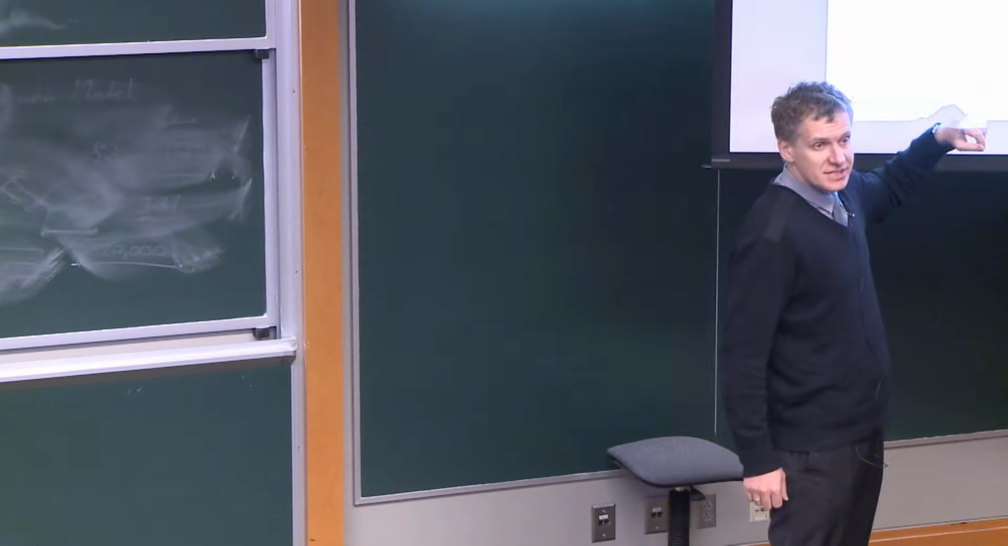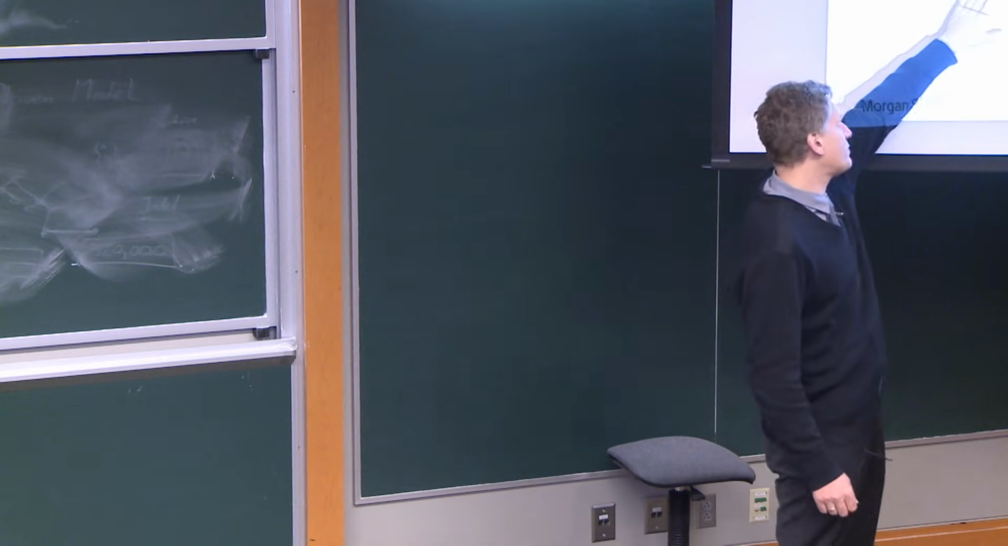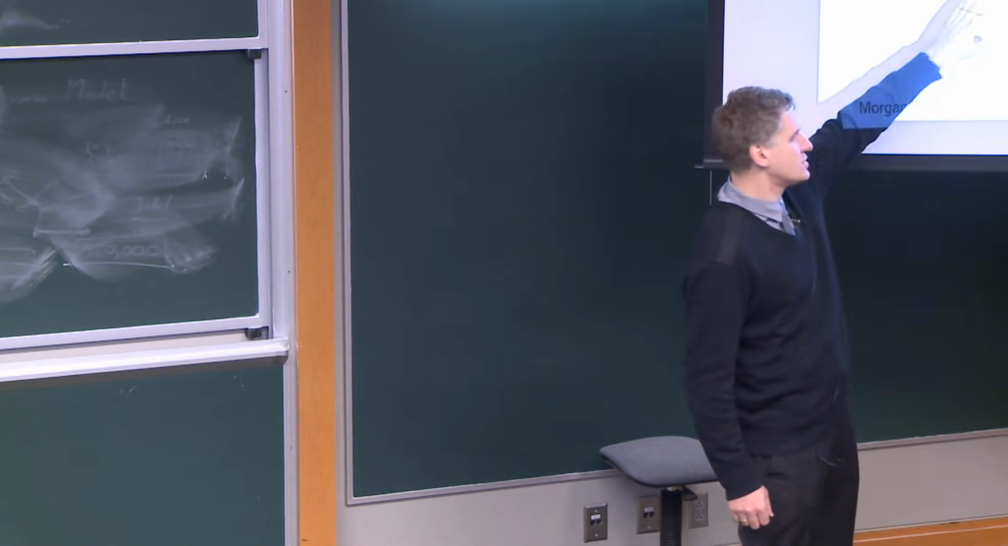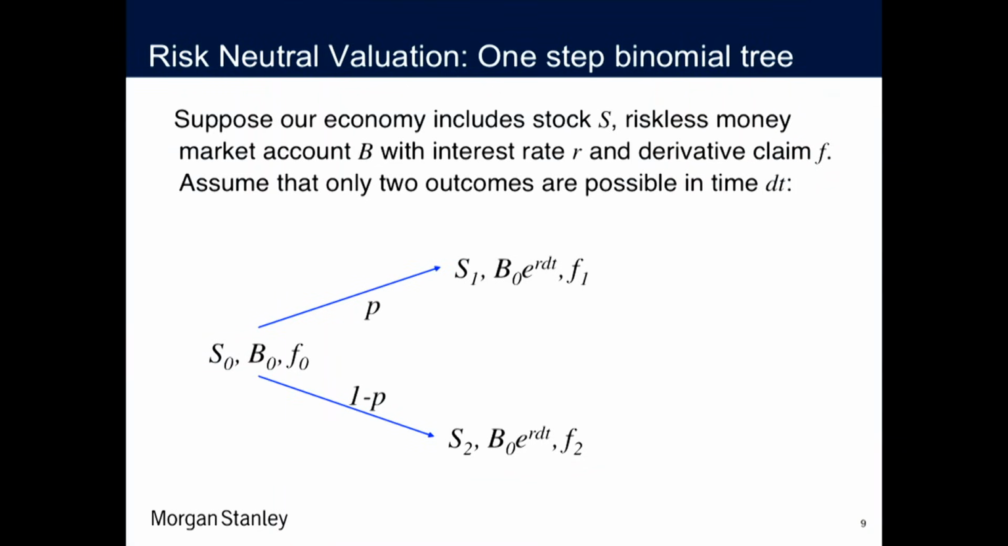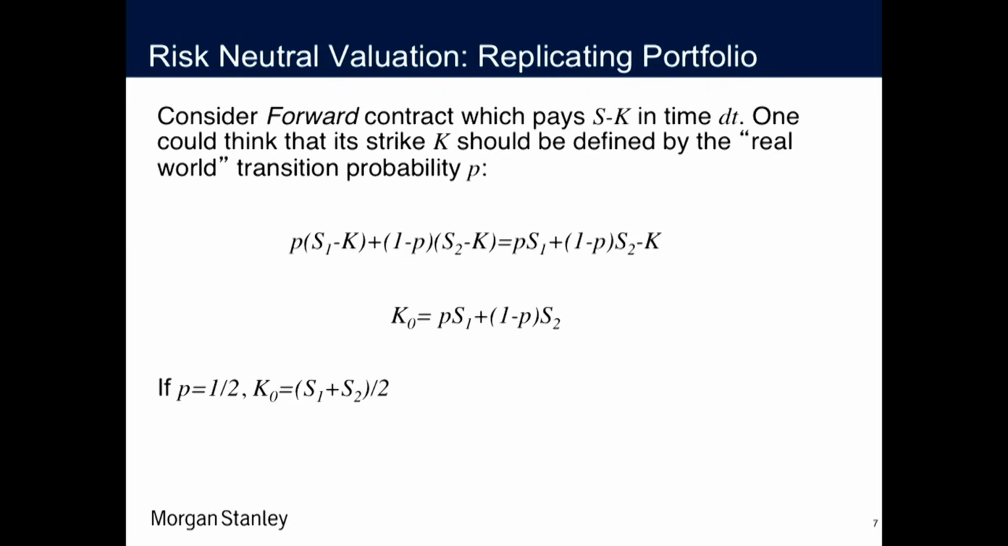So in time dt, we will assume with some probability p, our market can go to the state where the price of stock becomes S1, our bond grows exponentially, no uncertainty, and our derivative becomes F1. Or with probability 1 minus p, only 2 states, our stock becomes S2, bond stays the same, and the derivative is some F2. So let's start with our simple contract, the forward contract.